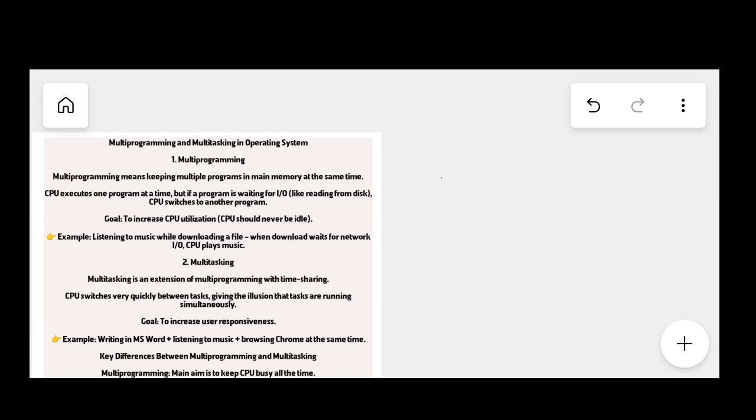Hello everyone. In this video we will learn about multiprogramming and multitasking in operating system. Multiprogramming simply means having more than one program in the computer's memory at the same time.